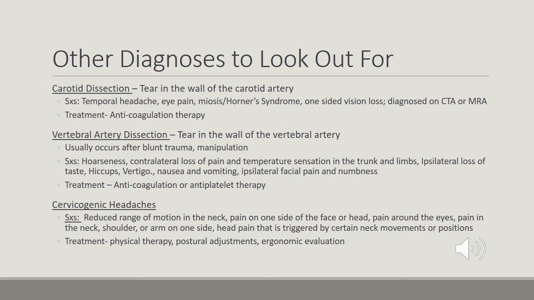And then, as not so dangerous to you, cervicogenic headaches, but they can be extremely painful. With this, we usually see a reduced range of motion in the neck. Pain is usually on one side of the face or head. It can be on both if you're having issues on both sides of the neck, but it's usually on one side more than the other. Pain around the eyes, pain in the neck, shoulder, or arm on potentially one side. Head pain that's triggered by certain neck movements or positions as well. And treatment for that is physical therapy, postural adjustments, and ergonomic evaluation potentially if it's from posture at work or certain seated postures.